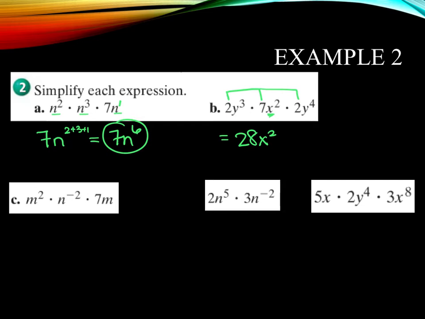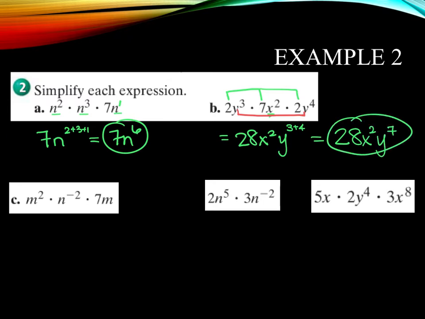And then for my y's, I see that I have y cubed times y to the 4th. So this here means I have y, that's my base, and then I have to the 3rd, and I'm going to add my exponents, so it becomes y to the 3 plus 4, or I end up with 28x squared y to the 7th, and that is my final answer.